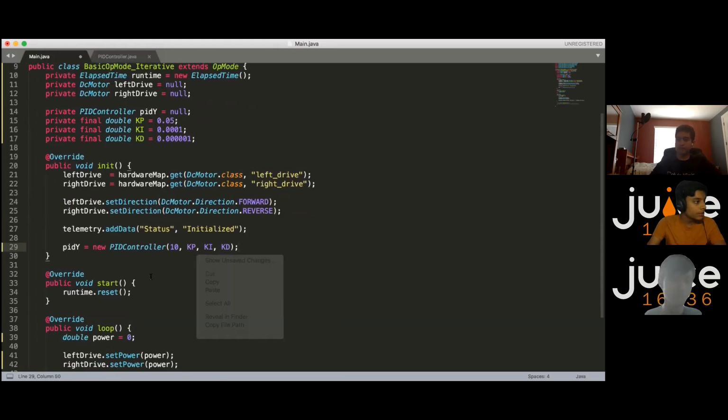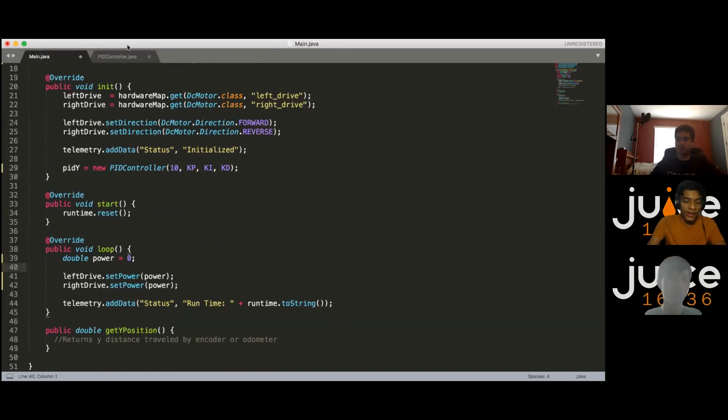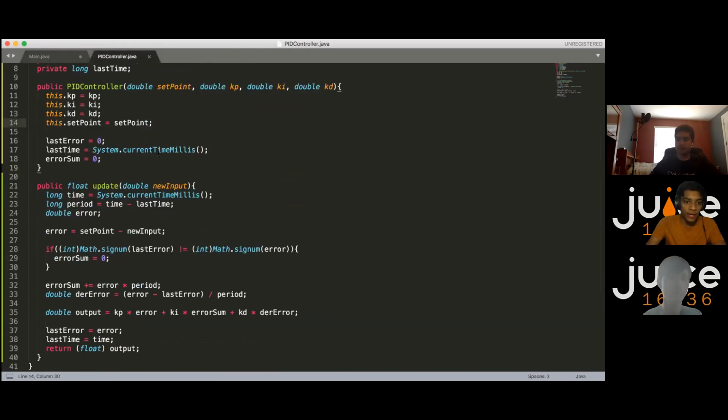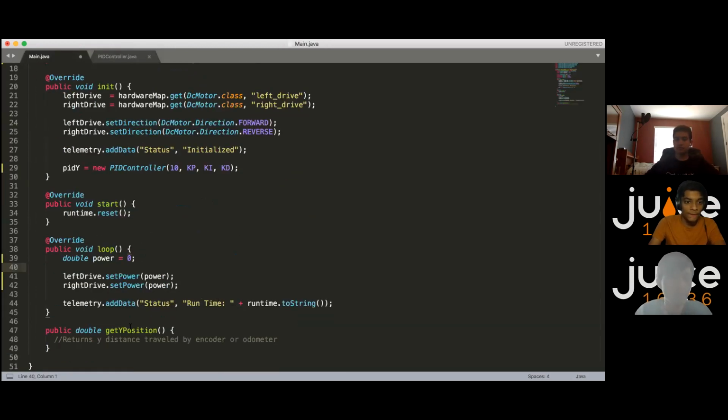Now we're in our loop. We talked about this update function being run every time we loop through our auton. We also created this get Y position function. This would be a function that returns the Y distance traveled, and you could figure that out by encoder or your odometers, depending on how you have your robot set up. Really, that's just getting your encoder output and then multiplying it by certain numbers to figure out how many revolutions you made.